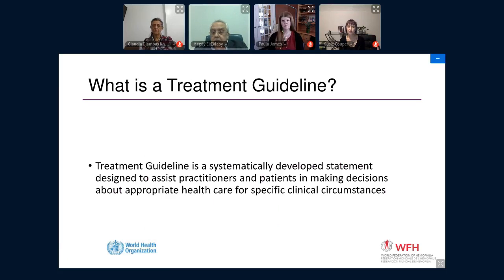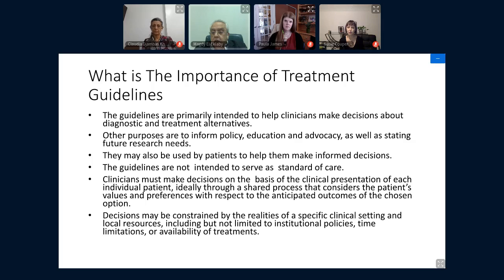So what is a treatment guideline? A treatment guideline is a systematically developed statement designed to assist practitioners and patients to make decisions about appropriate health care for specific clinical circumstances. So it's more structured guidance to patients and clinicians on knowing their diseases and how to best treat or manage their conditions. So what is the importance of the treatment guidelines?